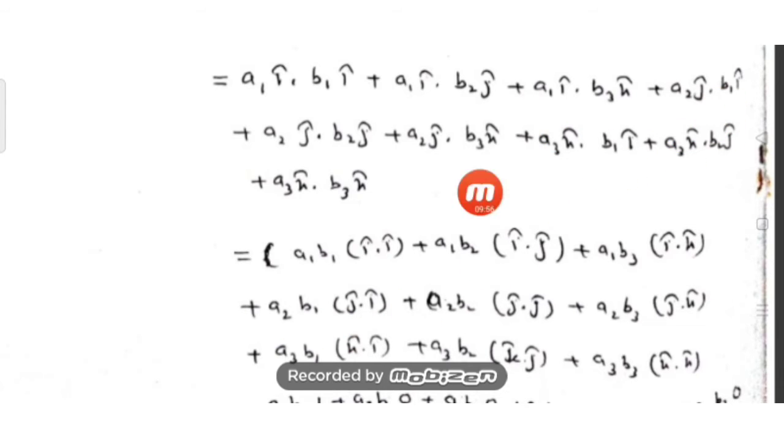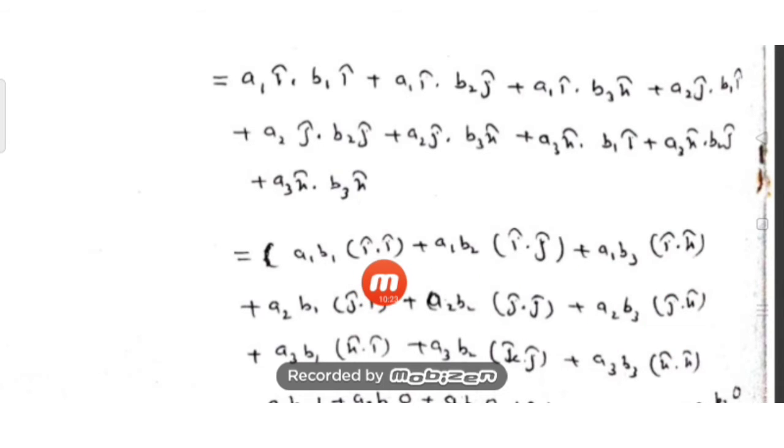Similarly the rest: a2b2 k dot j, a2b3 z dot k, a3b1 k dot i, everywhere I have written a3b1 k dot i. The next is a3b2 k dot j and a3b3 k dot k. Then, as we have got earlier, the values of i dot i, i dot j, i dot k, all these values we have got earlier.